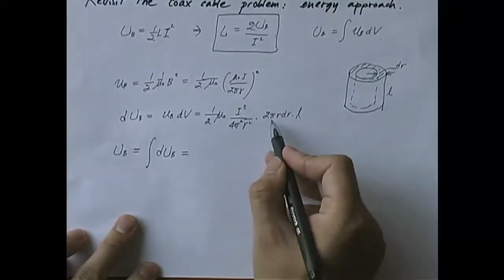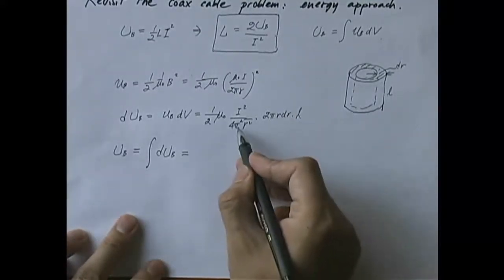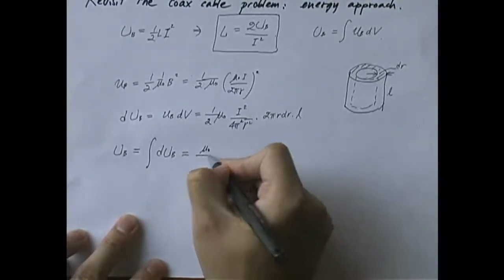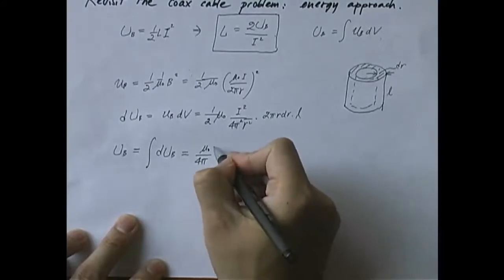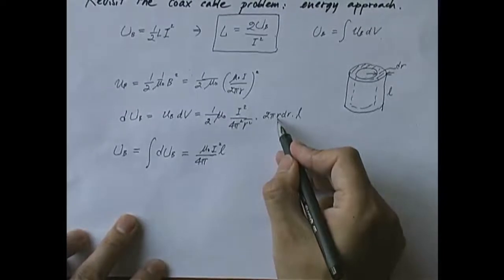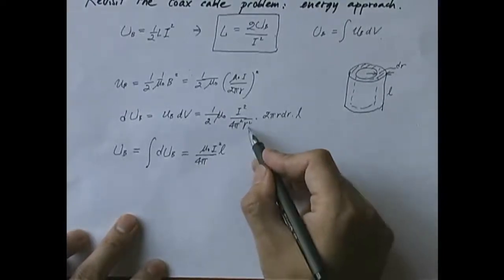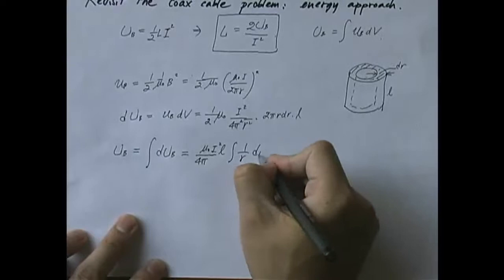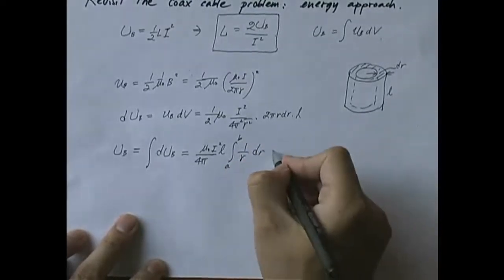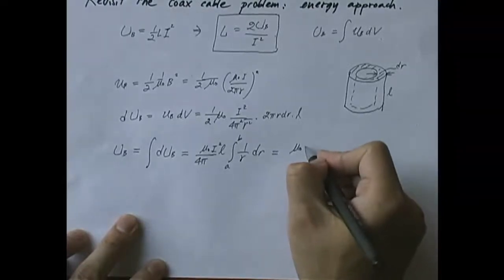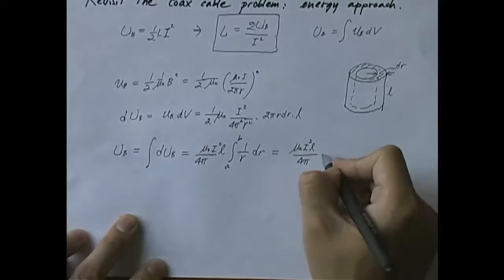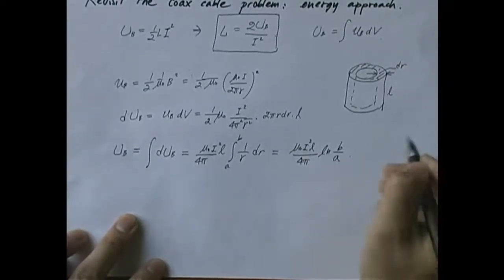I'm going to clean things up a little bit further. There's a 2 pi, there's a 4 pi squared, so overall you get 1 over 4 pi, considering that 2 here. I squared. There's an L, okay. And then what more do you have? There's R, there's 1 over R squared, so it's 1 over R dr, from A to B, right, from A to B. So, what do we have? Mu naught I squared L over 4 pi, right? And the natural log of B over A.